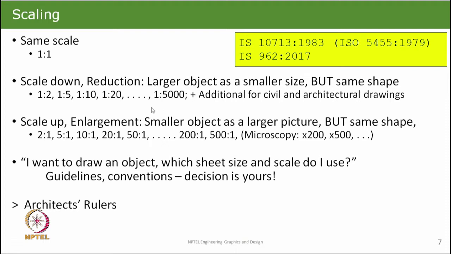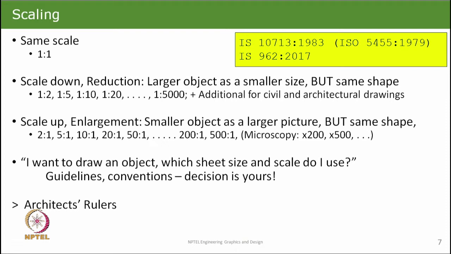Scalings like 1:5000, 1:10,000, 1:1000 are common, and to ease the interpretation of drawings, there is a special ruler on which there are 6 scales, each scale corresponding to different scale downs. Which sheet size to use is our decision, depending on what we are drawing and whether we get the best clarity or not.